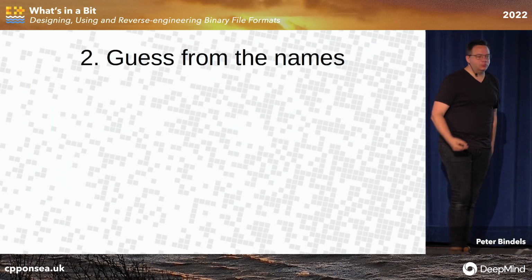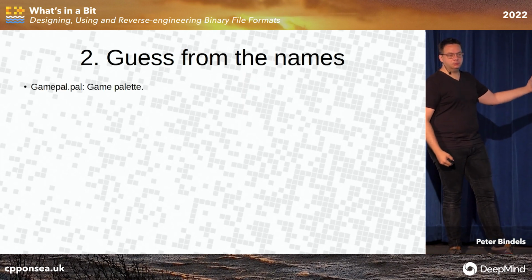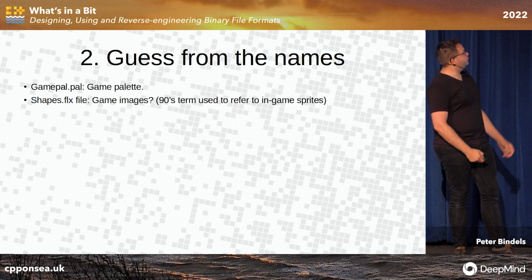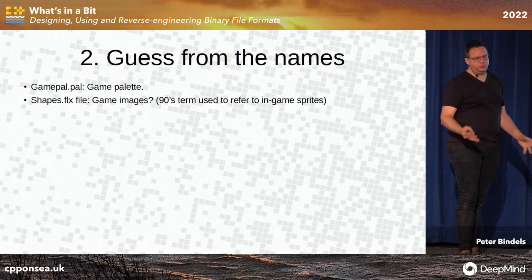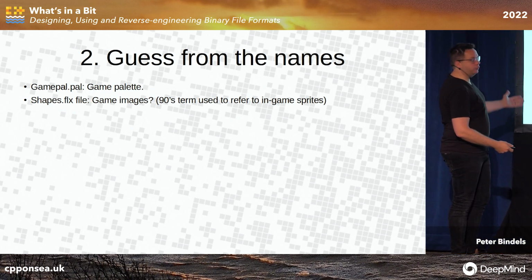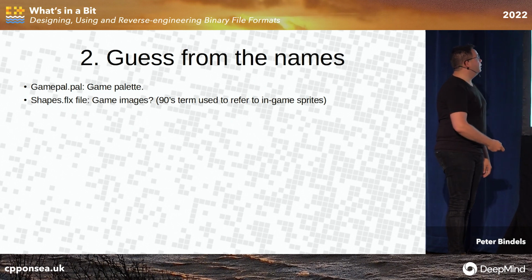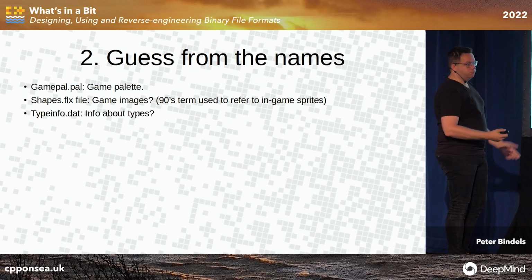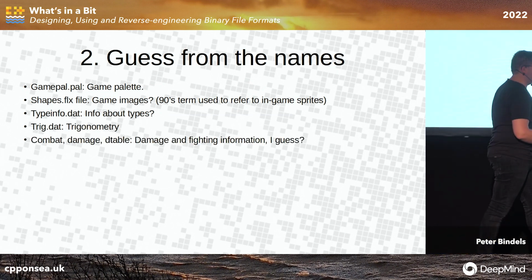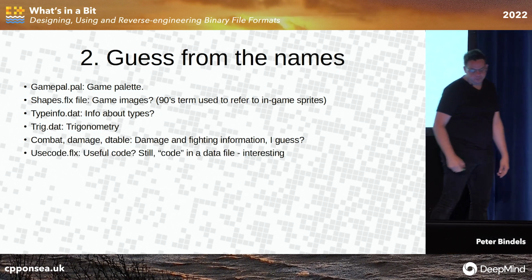Next thing we can do is look at the files. What are they called? What could it possibly be? Well, there's a game pattern, .pal. That's a palette, I'm guessing. We have shapes. Shapes is a name in the 90s to indicate an image. I'm guessing these are images. It's a huge file. It's 40 megabytes. Huge in 90s terms. We have type info. It's info about types. We have trigonometry. We have combat information and damage tables, I guess.